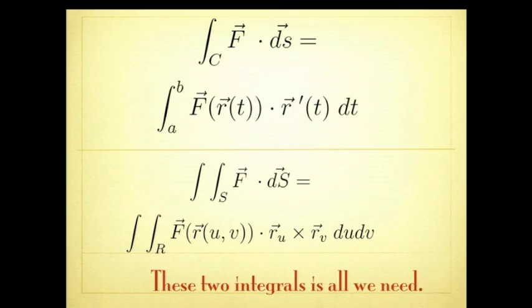The first is the line integral, and the second is the flux integral. So this deals with curves, and this deals with surfaces. And for curves, we have a velocity vector. For surfaces, we have the normal vector, which is r_u cross r_v. So this is all you need.